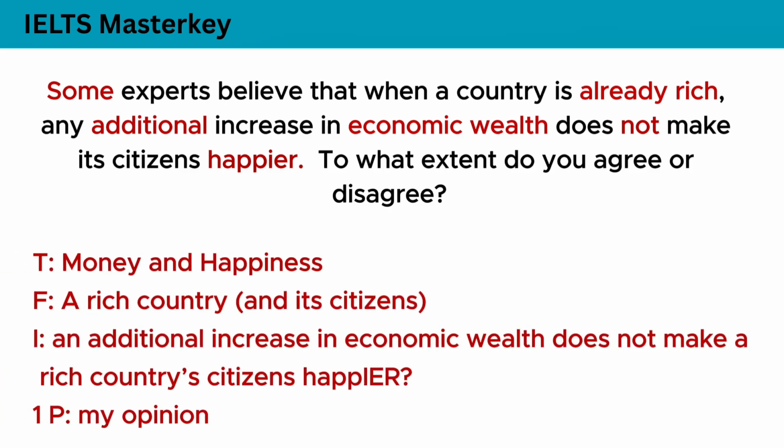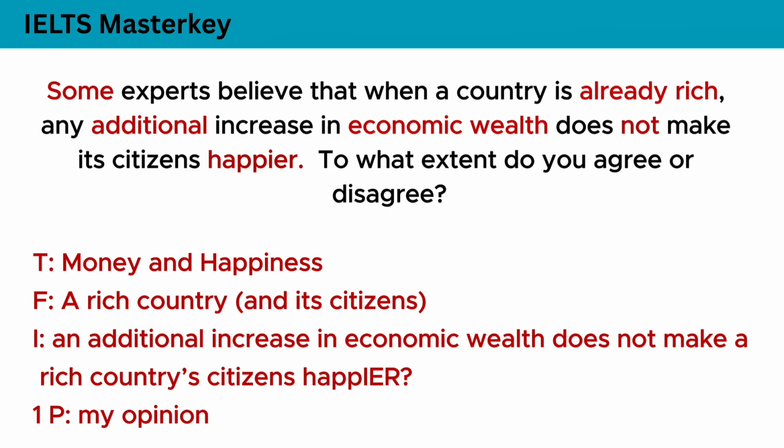Now that we've identified the keywords, the next step is to find the general topic. Here, we're obviously talking about money and happiness. Next, we identify the focus of this question. The focus is on a rich country. So, as I always say, the focus is the part of the prompt that narrows the topic down. In this case, it narrows money and happiness down to a rich country and its citizens.